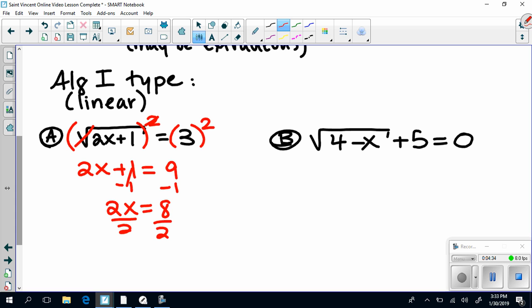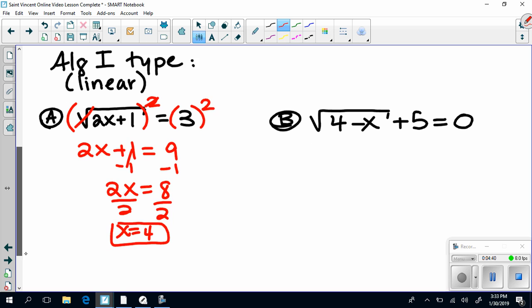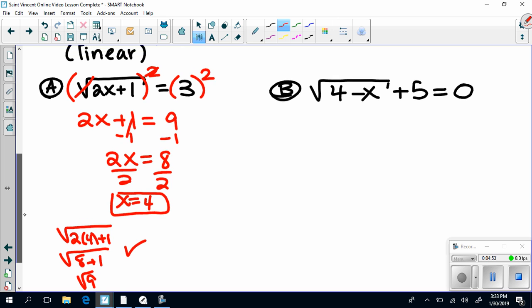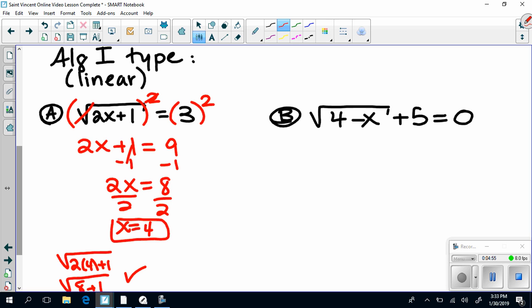So we go the whole way down, and we get x equals 4. What I have to do now is check 4 and make sure that works. If I plug 4 into the equation, I end up with 2 times 4 plus 1. I end up with 8 plus 1, which is 9. The square root of 9, is that 3? Yes. Okay, so that does work, and x equals 4 is my answer.